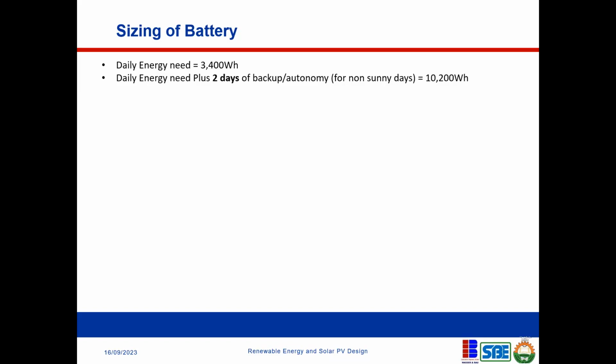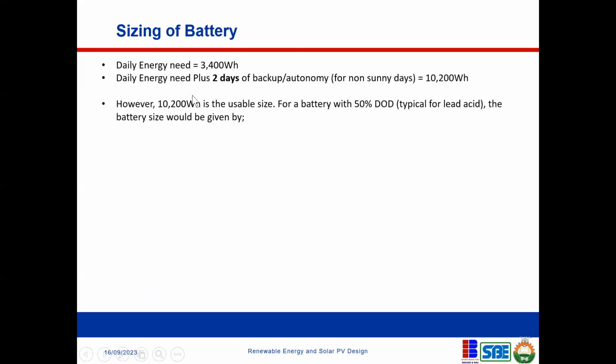Okay, so if you multiply 2,400 watt hours by 3 days, you have 10,200 watt hours. But this 10,200 watt hours is usable. This is the usable size of our energy storage.